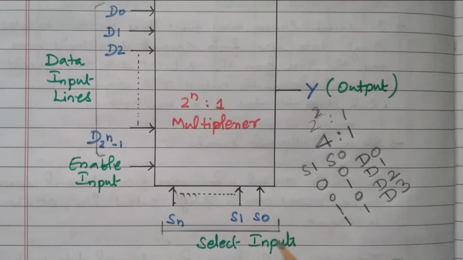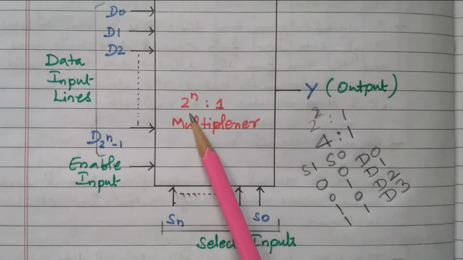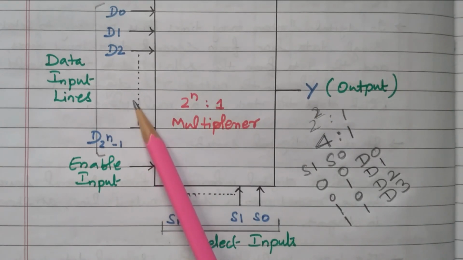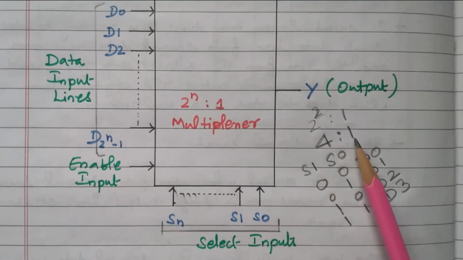So based on the selection line, out of the available inputs only one will be available at the output, right? So that is called a 2 to the power n is to 1 multiplexer. Out of 2 to the power n inputs, only one output is produced. Here we are taking n as 2, so 2 to the power 2 means 4 is to 1, 4 inputs and 1 output.